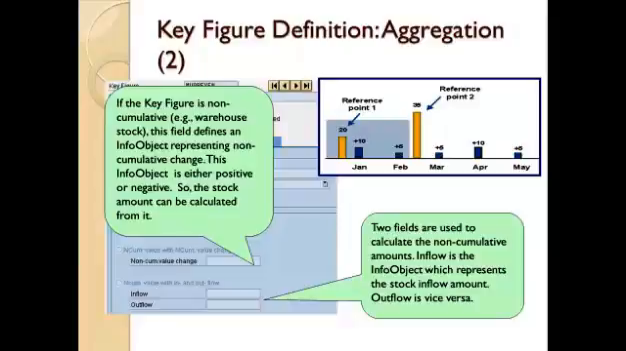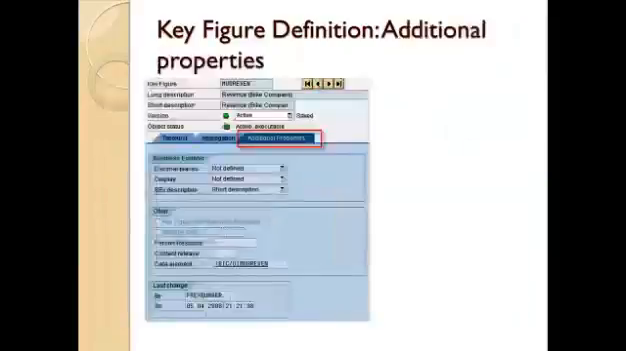All right, so I guess the rule of thumb is that we want to use cumulative whenever possible to make it more efficient. On the other hand, certain situations such as the inventory level or head count, those kind of key figures will have to be defined as non-cumulative. All right. Finally, on the additional properties tab, we can configure additional information if we want, like decimal places, display, and so on. Okay.